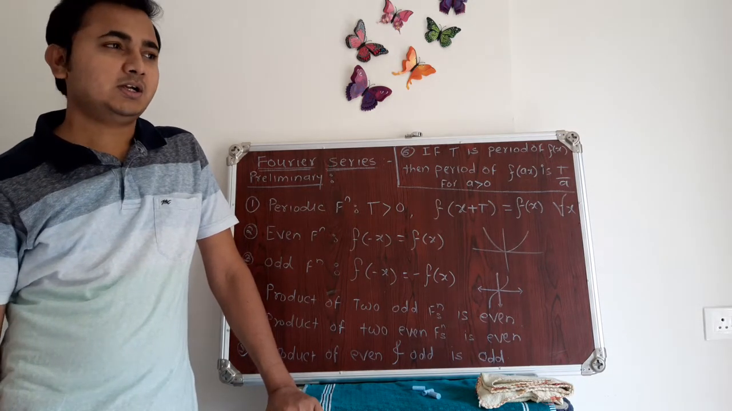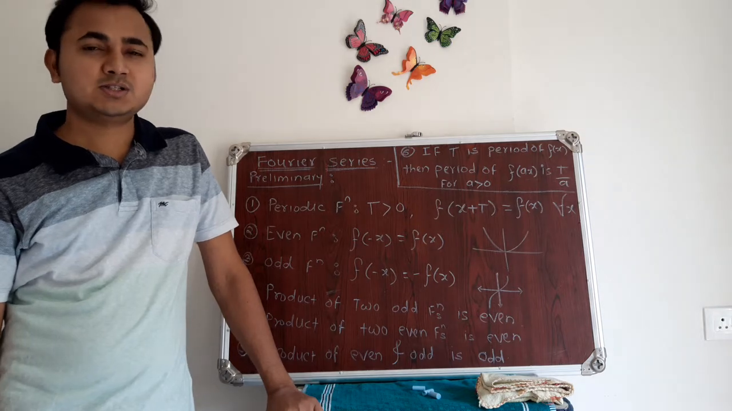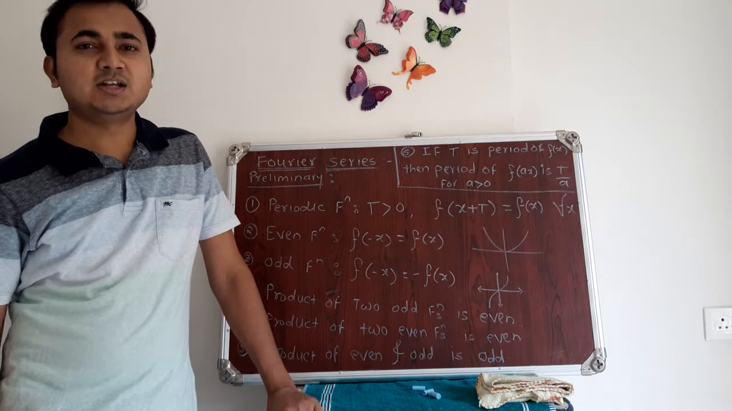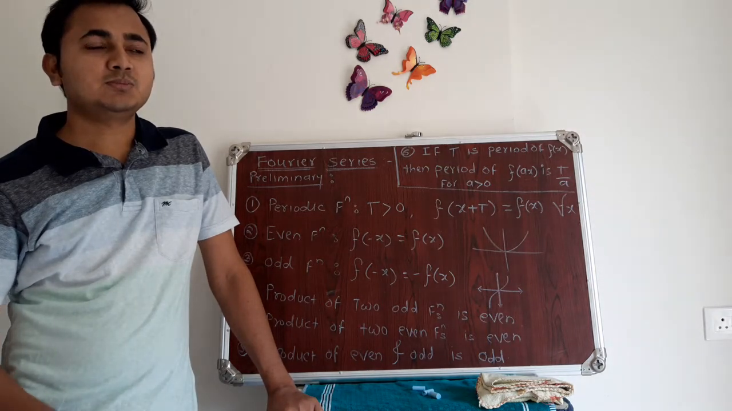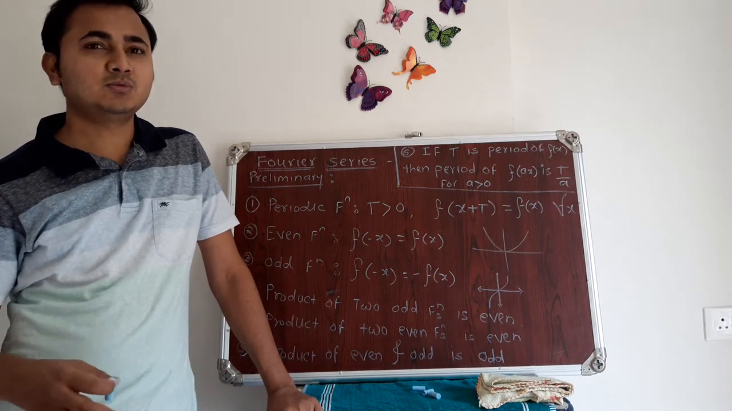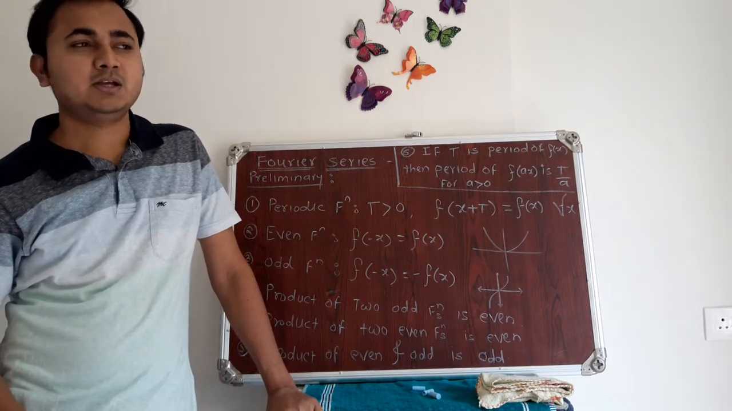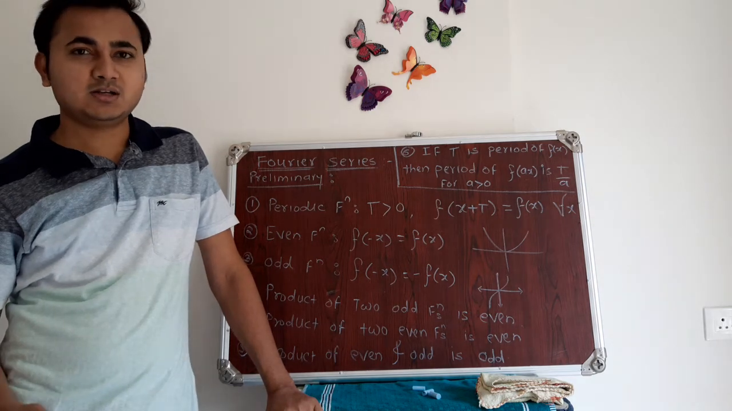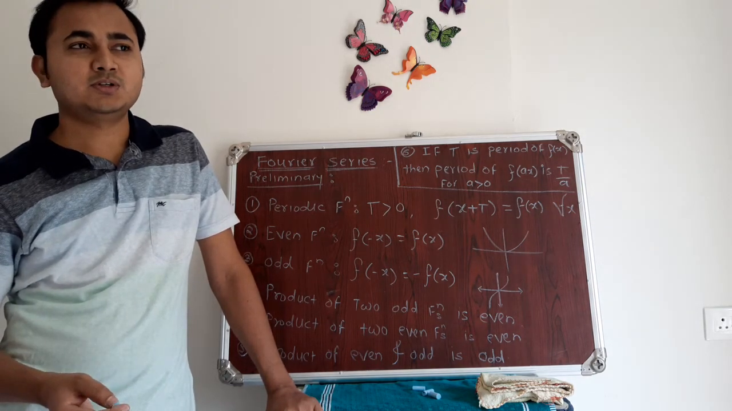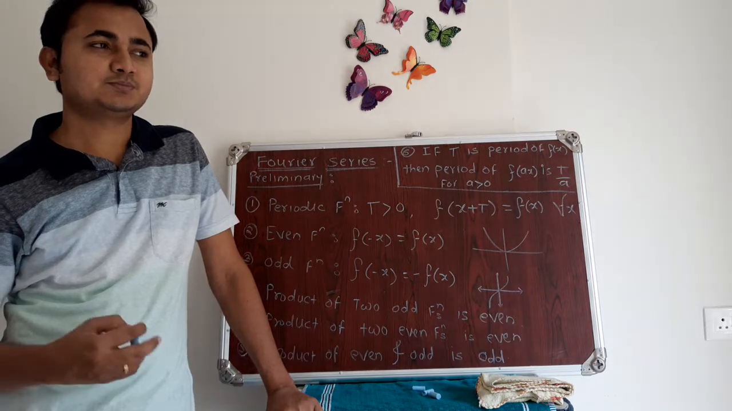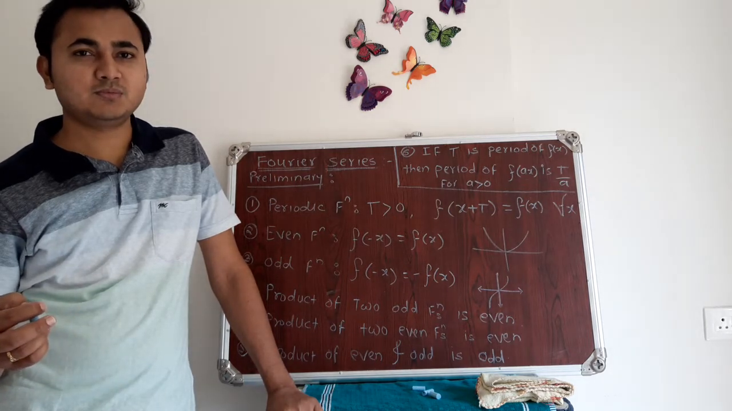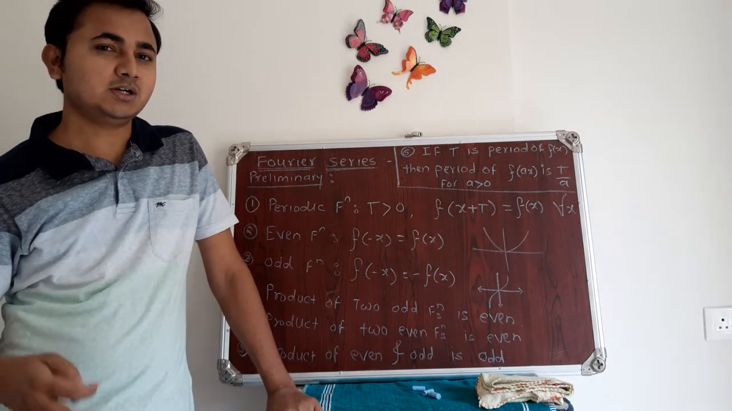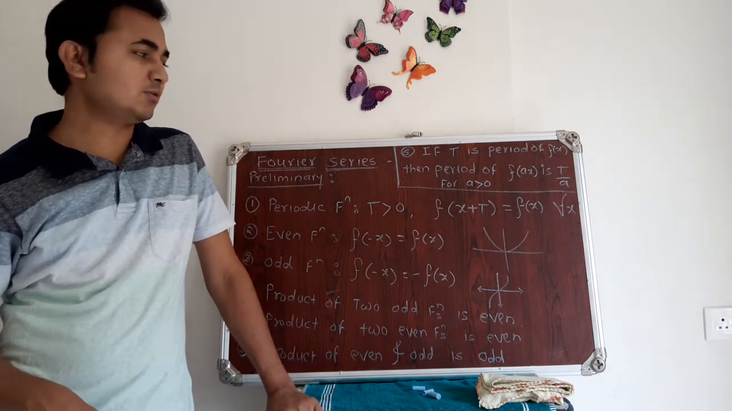And why is it necessary? Because if f of t is a signal, and it is transferred through one medium, there are chances of corruption. There are chances of error. So it's good to write down its Fourier series, which will give you information about that signal f of t.